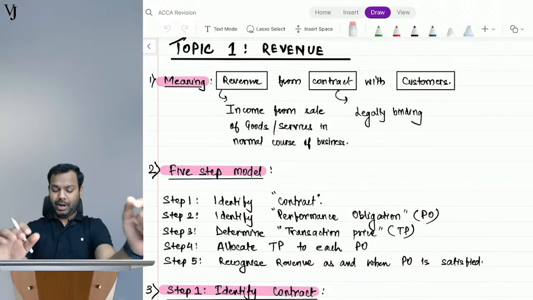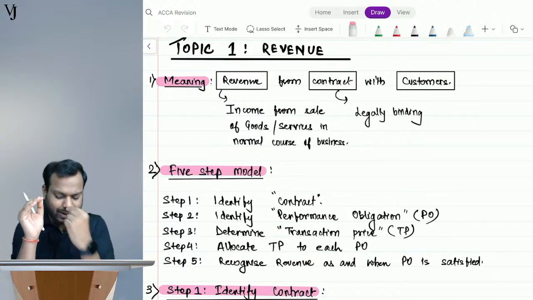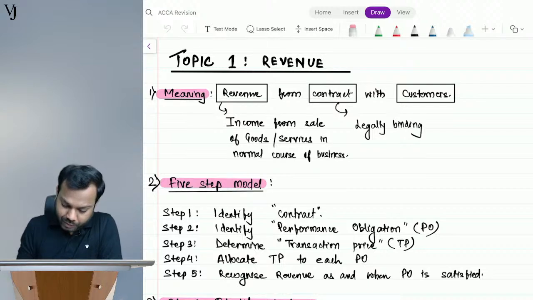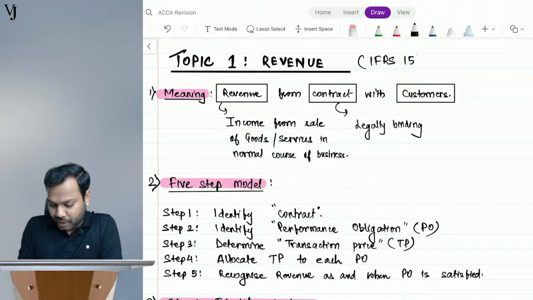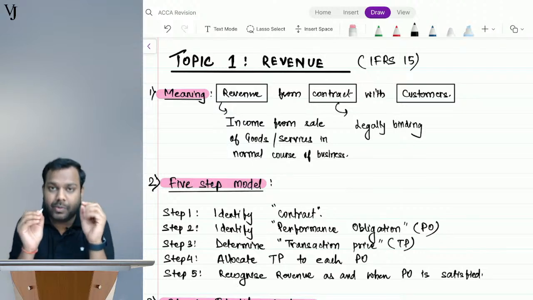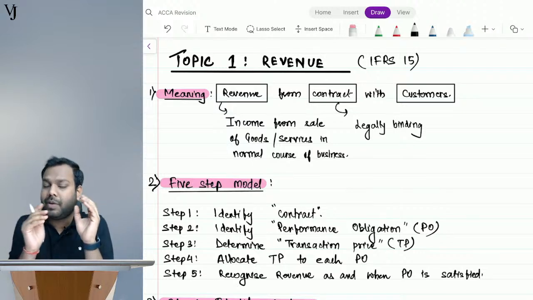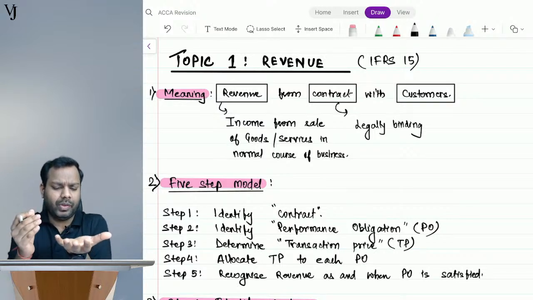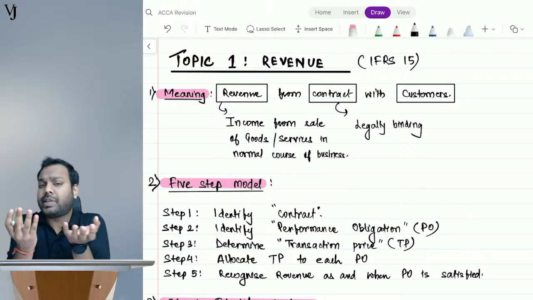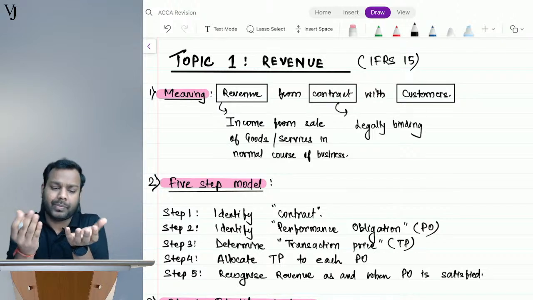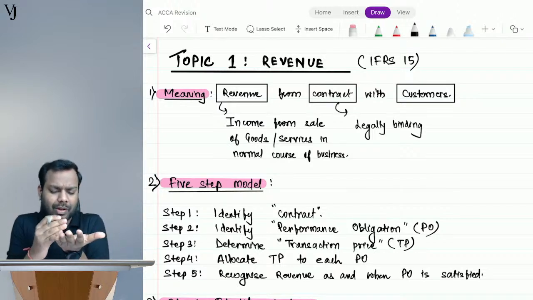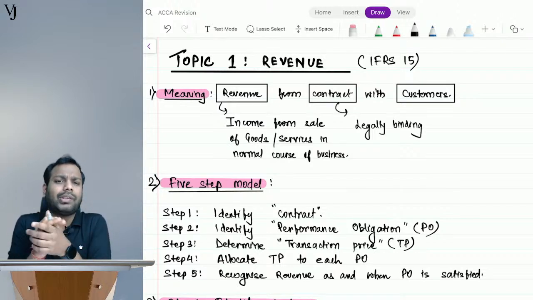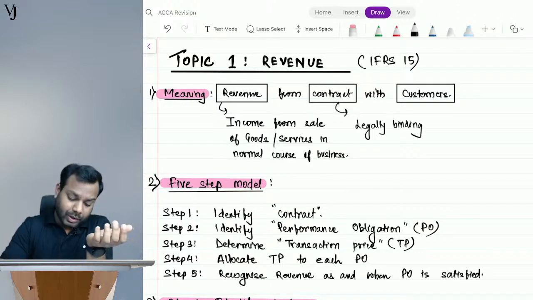Understand, guys, the name of the standard. First, understand that this is governed by IFRS 15, and the name of the standard is revenue from contract with customers. So understand the meaning of the name first. When we say revenue, we always understand the gross receipts, right? But just understanding it as gross receipts is not sufficient. We need to understand the gross receipt from what?